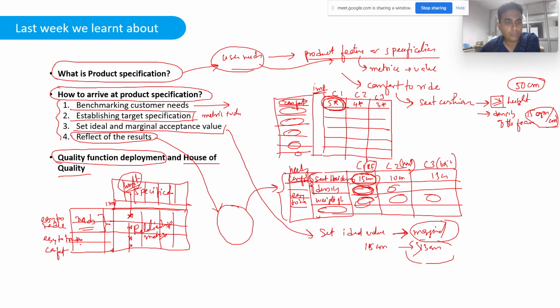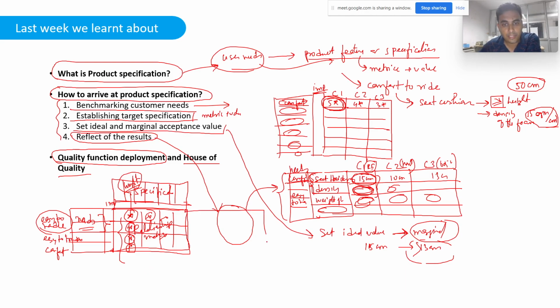So you can check which are the specifications which satisfy multiple requirements. Similarly, we can also check, for easy to handle, what are the different specifications that are satisfying this particular need. So this is where we are analyzing the relationship between needs as well as specifications.